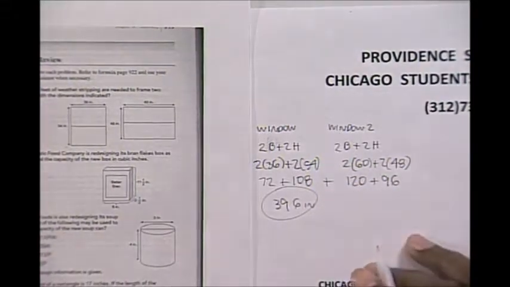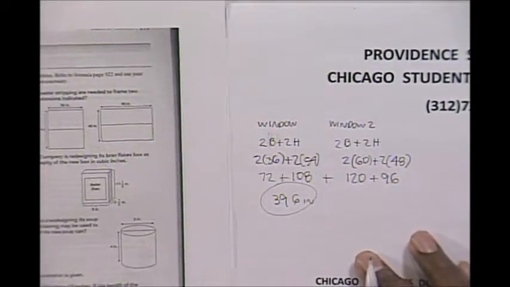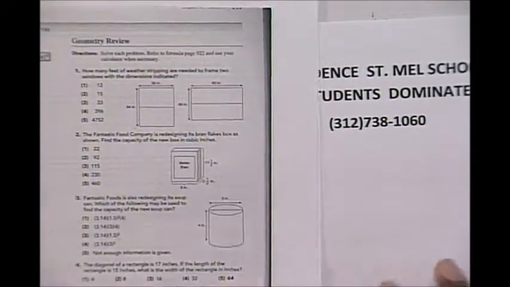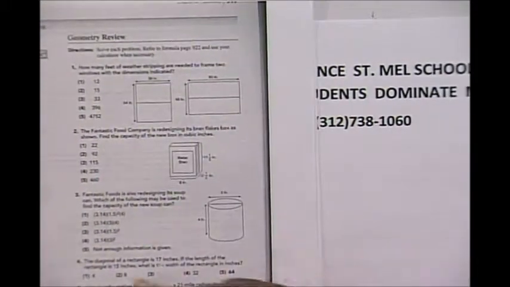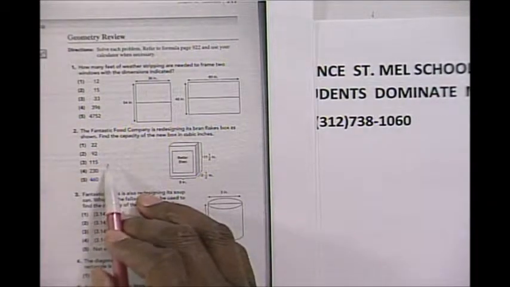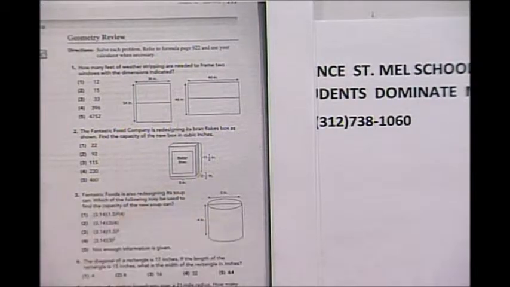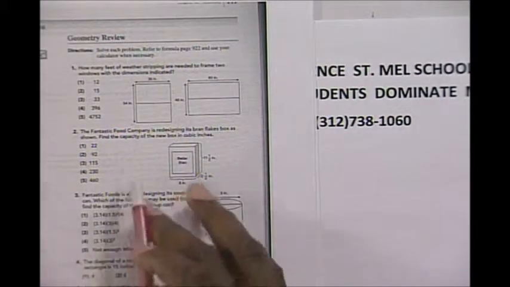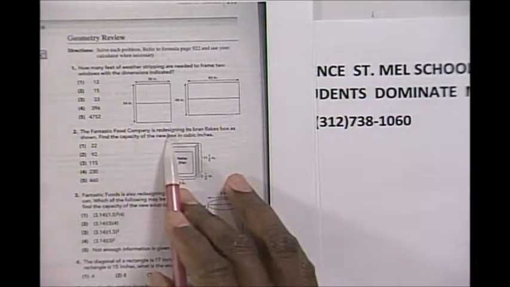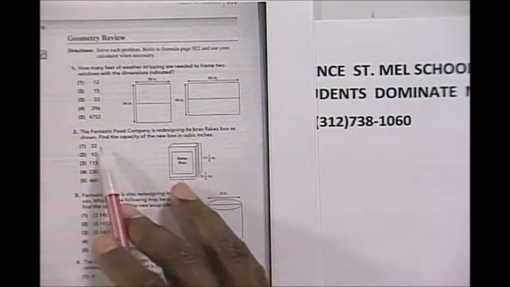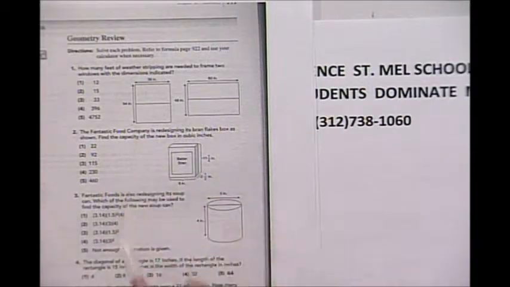All right, so what I want to do is go through as many problems as we can. Let's look at another problem. This problem is number 2. I'll read it in case it's too small for you. A fantastic food company is redesigning its Bran Flakes box as shown. Find the capacity of the new box in cubic units.